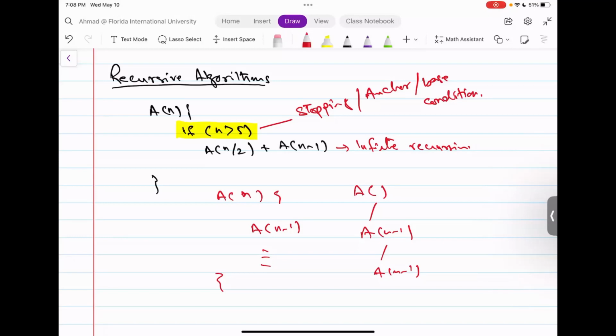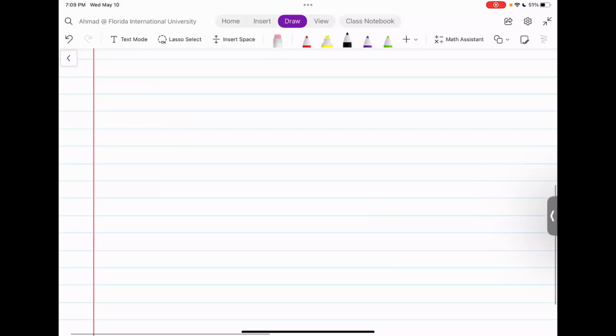Now let's see, if a recursive algorithm is given, how should we analyze it? For that, I'm going to take an example that we are already familiar with: a method to compute the factorial. It returns an integer. The name of the method is, for example, factorial, to compute the factorial of n.